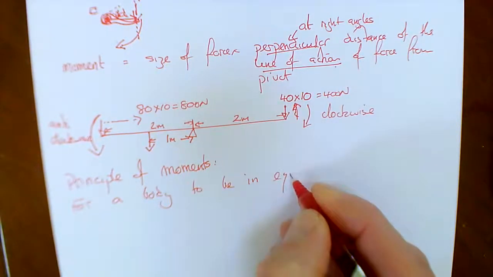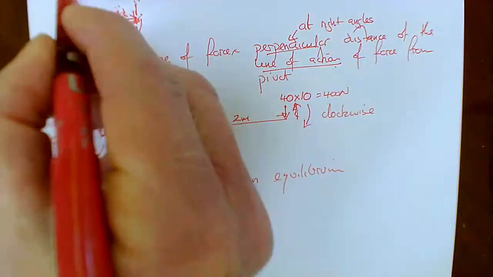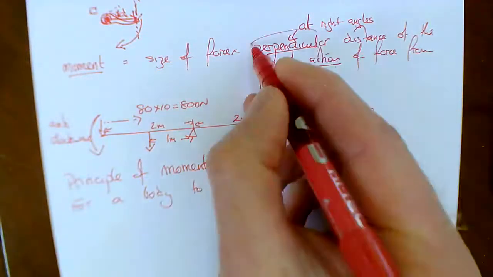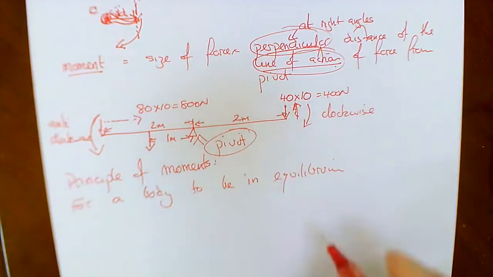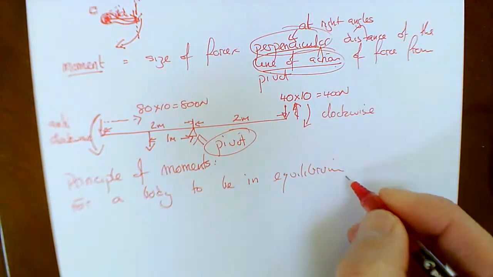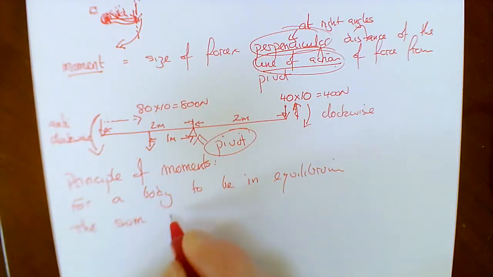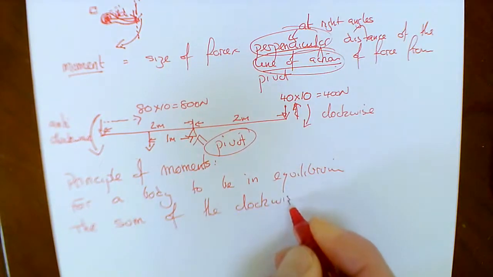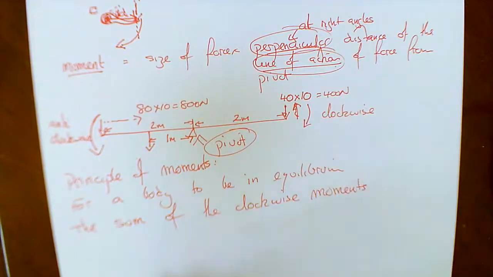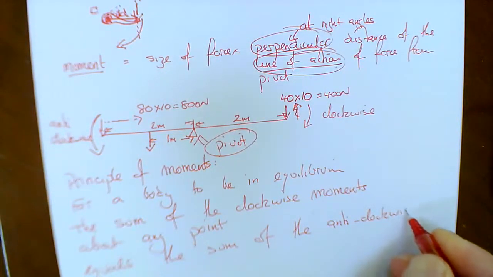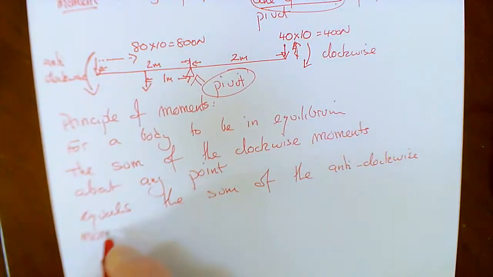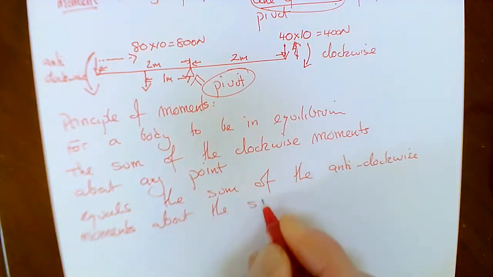to be in equilibrium, here's another key term for you. You've had moment, you've had perpendicular, you've had line of action, you've had pivot, now you have equilibrium. For a system to be in equilibrium, the sum of the clockwise moments about any point, you usually pick the pivot, but you don't have to, equals the sum of the anti-clockwise moments about the same point.